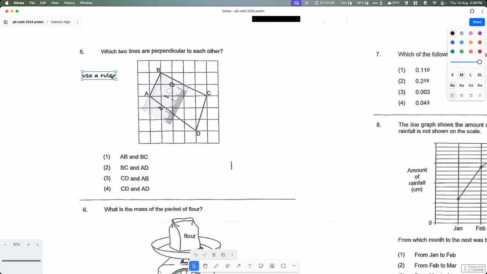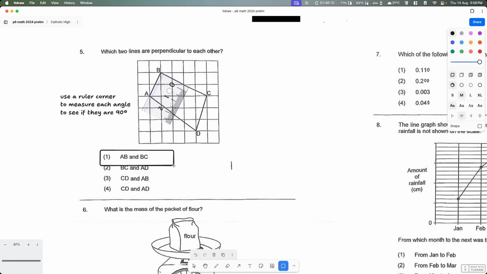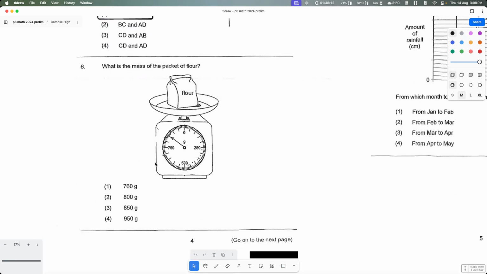So use the ruler corner to measure each angle to see if they are 90 degrees. That's the simplest way to do it. So that means AB, BC, which is option number 1. Okay, let's move on to question number 6.